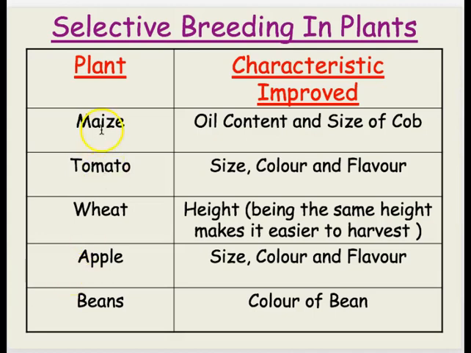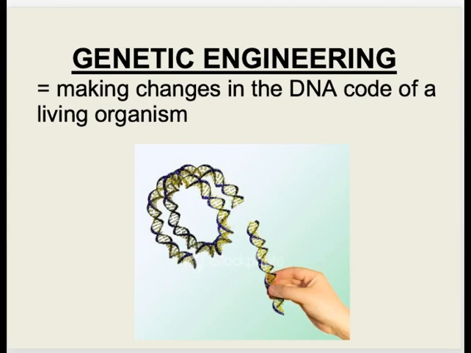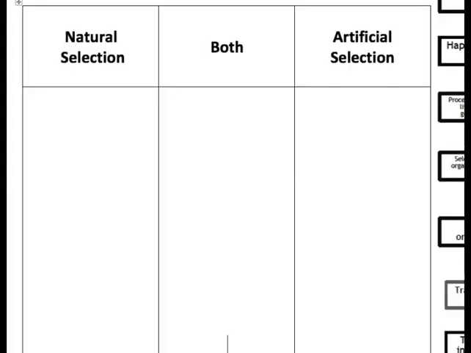So if you take a look, maize or corn, we increase the oil content, we increase the size of the cob so that it provides more food. Tomatoes, wheat, apples, beans, all of these changes were done by man through selective or artificial breeding, artificial selection, so that there would be a benefit to man. Almost none of these changes benefit the organism. They strictly benefit man.